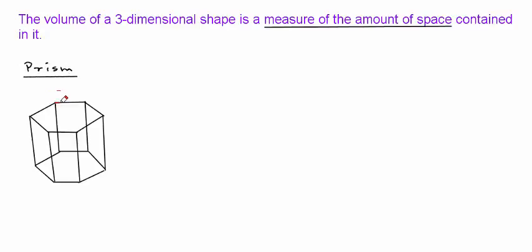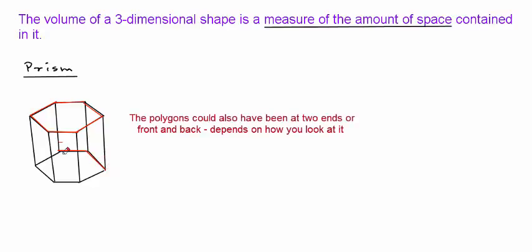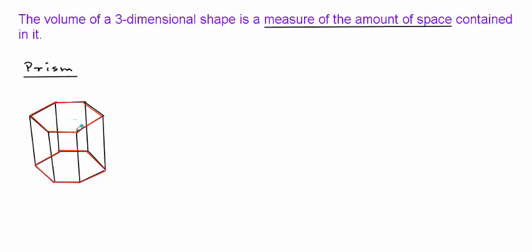A prism has got two polygon sides. So here's the top side, which is a polygon. And here's the other side on the bottom. And the two polygons are identical. And they are connected by rectangular faces. The planes of the two polygons are parallel and the rectangular faces are exactly perpendicular to each of the polygon faces.